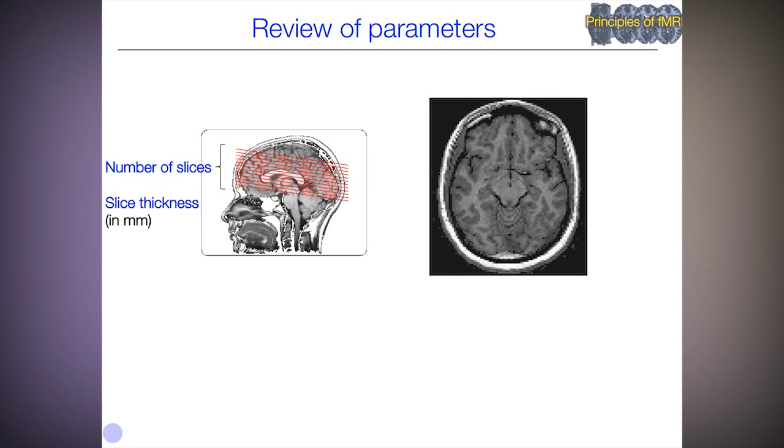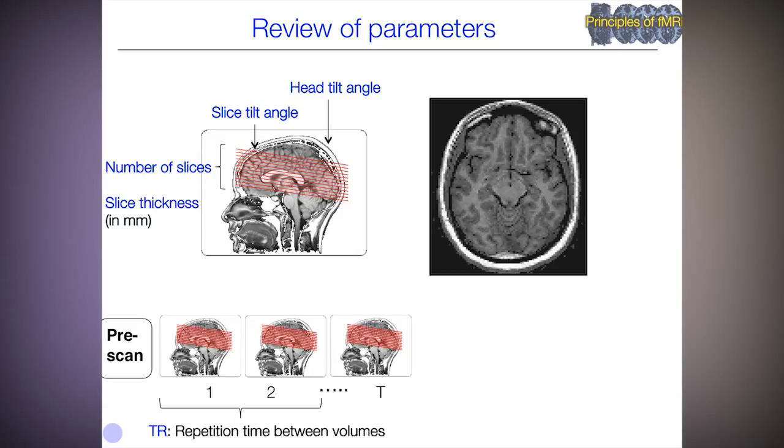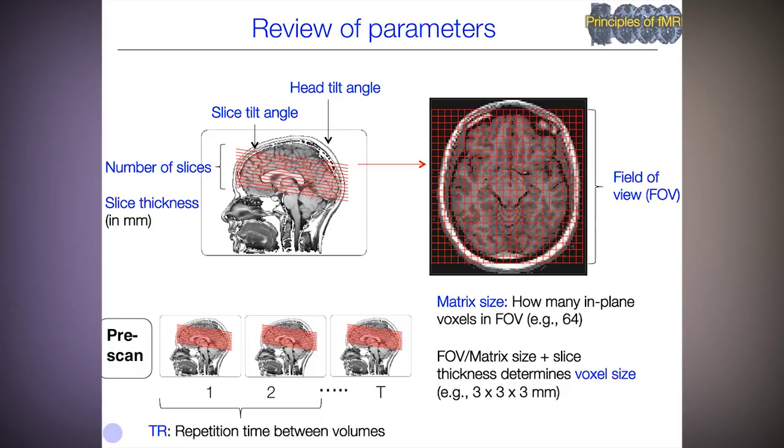So now let's look at some parameter choices and their effects in this section. So let's review some parameters first. We collect data slice by slice. There's one slice. So one parameter is the number of slices, and also the slice thickness in millimeters. There's the head tilt angle, both of the person in the scanner, but here we're referring to the prescription of the slices, where they're tilted or oriented along the head. That also matters. There's a pre-scan period where certain procedures, like fat saturation that we'll talk about soon, are set up, and shimming is set up to homogenize the magnetic field. And then we collect one volume per TR, as you see here.